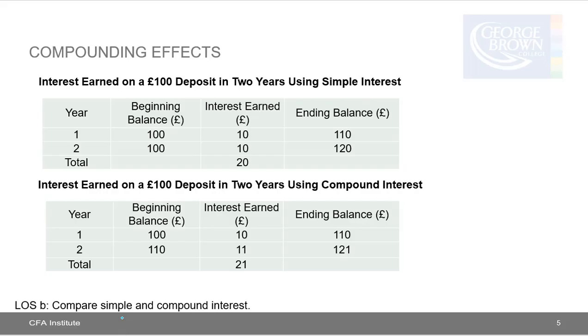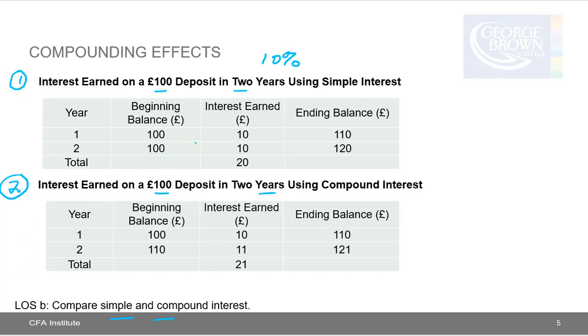Learning outcome statement B is compare simple and compound interest. So we have two tables here. The first table is interest earned on a £100 deposit in 2 years using simple interest, and the rate that we're using is 10%. And in the second table, it's interest earned on a £100 deposit in 2 years using compound interest, again using the same 10% interest rate.